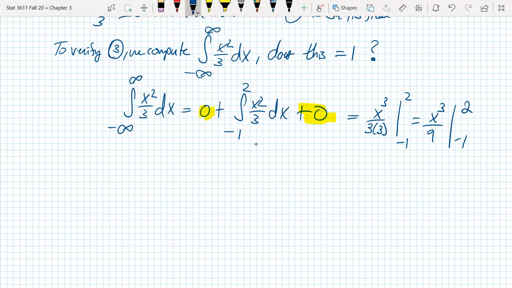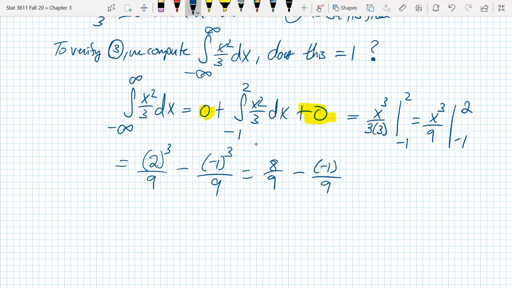X cubed over 9. All right. We're going to go ahead and plug in 2. 2 cubed over 9, minus the evaluation at -1, which would be (-1) cubed over 9. And let's see what we got here. 2 cubed is 8, so we have 8/9 minus (-1) cubed. (-1) cubed is -1, so that's minus -1 over 9. So 8/9 minus a -1 becomes plus. 8/9 plus a 9th is, in fact, 9 over 9, which is equal to 1.